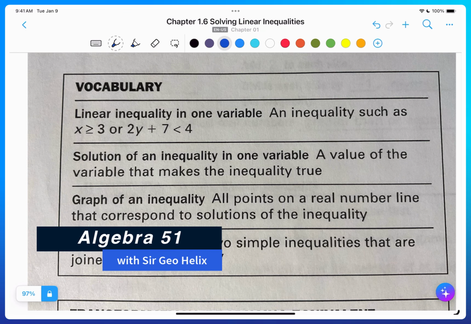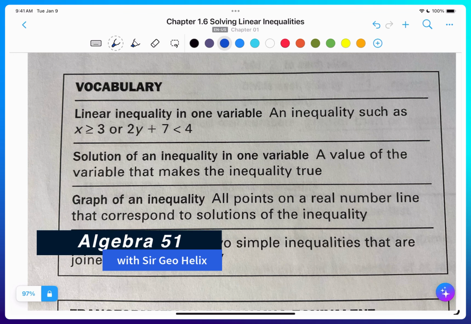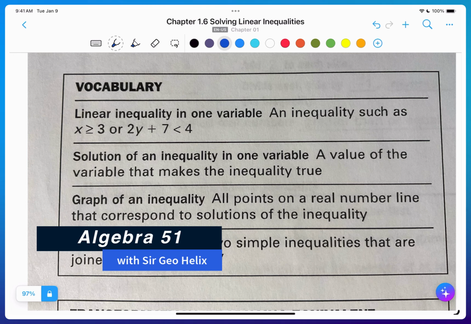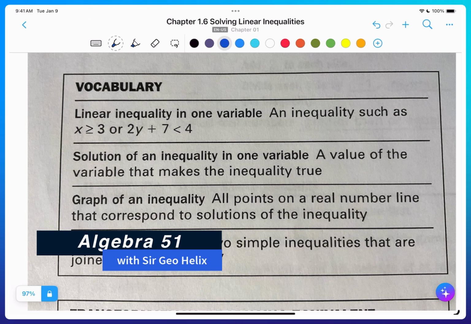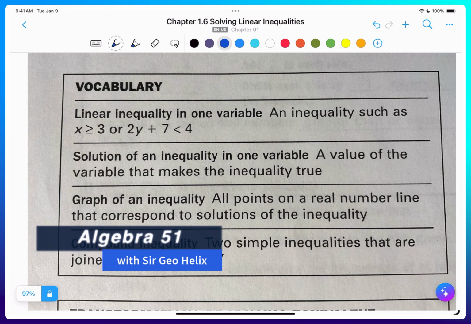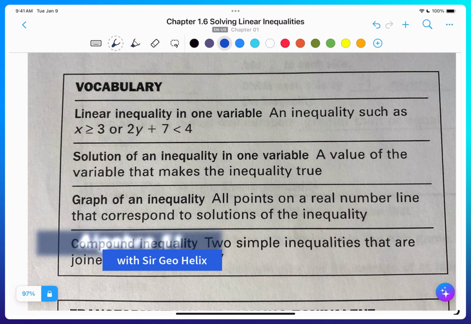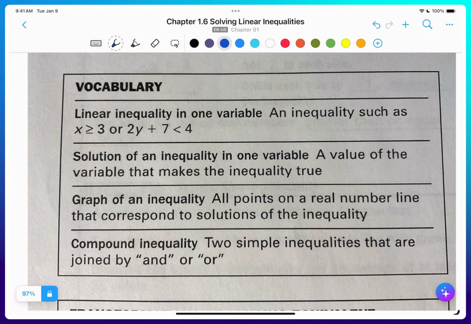Today, in section 1.6, we're going to talk about solving linear inequalities. Now we've worked with linear equations, and now we're going to talk about ones that are not equal: inequalities. And we're going to start by looking at a little bit of vocabulary.